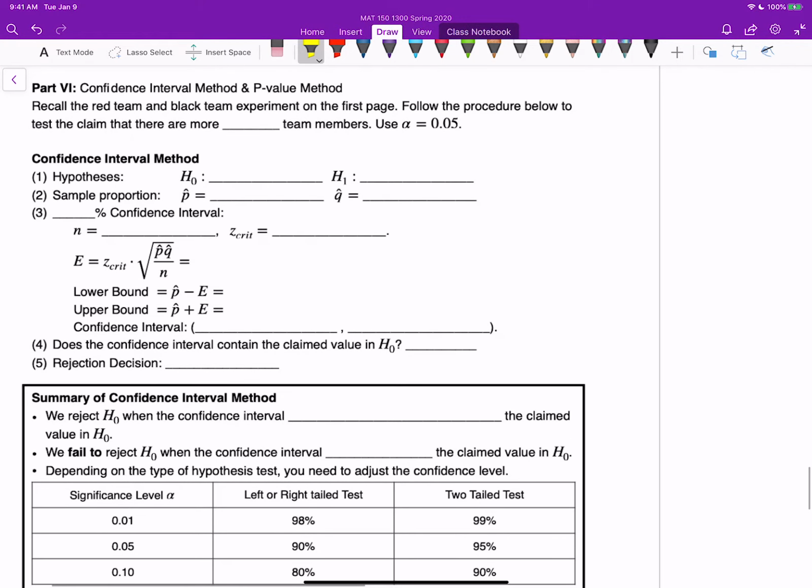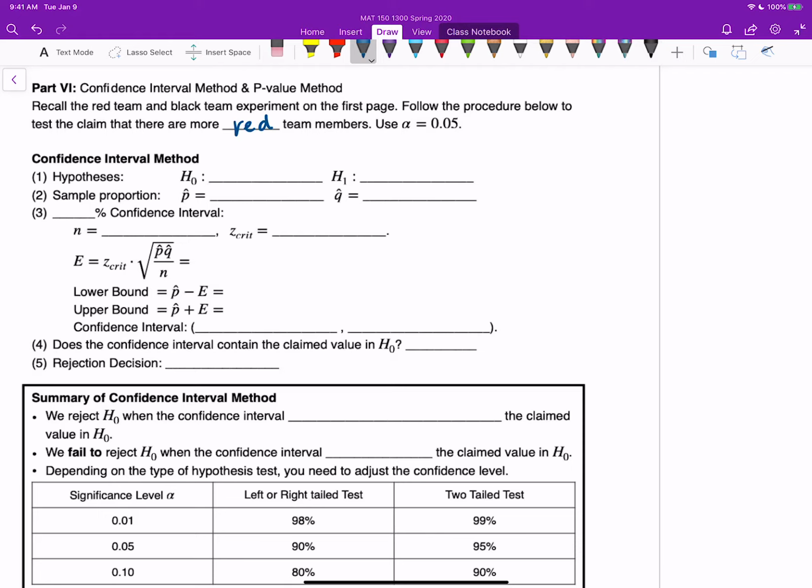Today we're going to use two more methods to conduct the same hypothesis testing. We will start with something that we're familiar with, which is the confidence interval method. The claim is still the same thing. We test the claim that there are more red team members. We use significance level alpha 0.05.